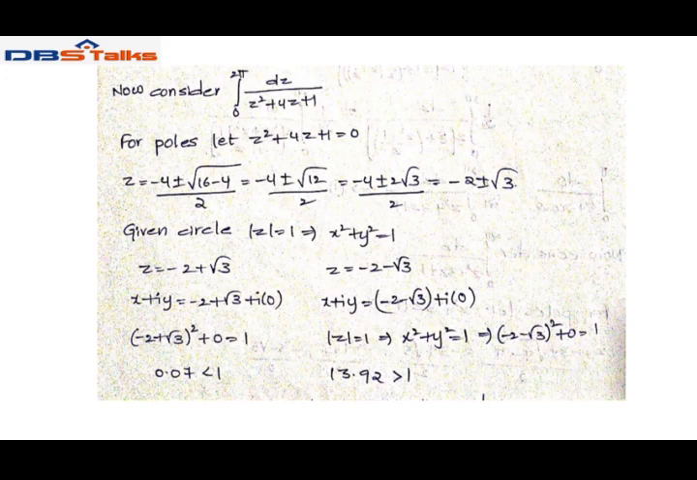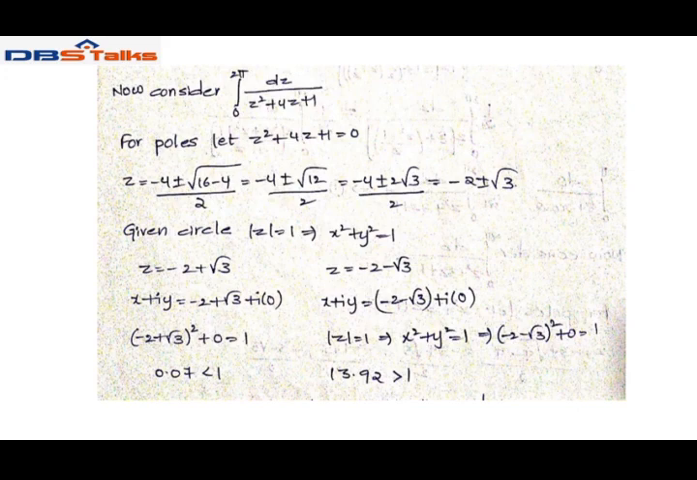Next we verify whether the two poles are inside or outside the circle. The first pole is z equal to minus 2 plus root 3. Z means x plus iy, so comparing x and y, we get x equal to minus 2 plus root 3 and y is 0. Substituting in the circle equation, we get a value less than 1.